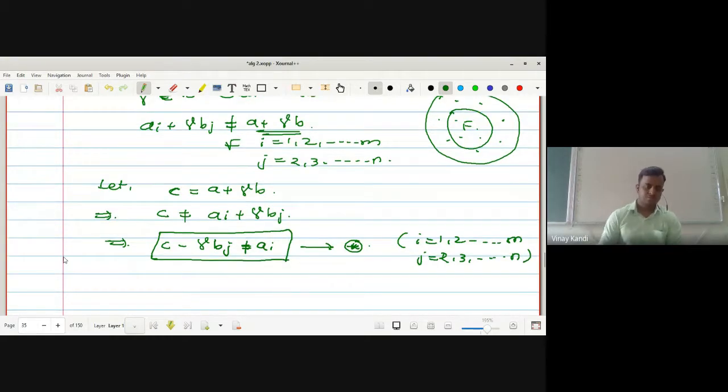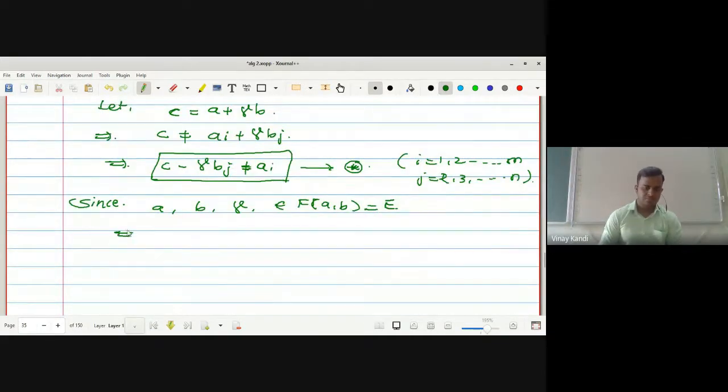Now since a, b and gamma are the elements of F of a, b. A is in F of a, b, and B is also in F of a, b. F of a, b is your E, the extension of that field.